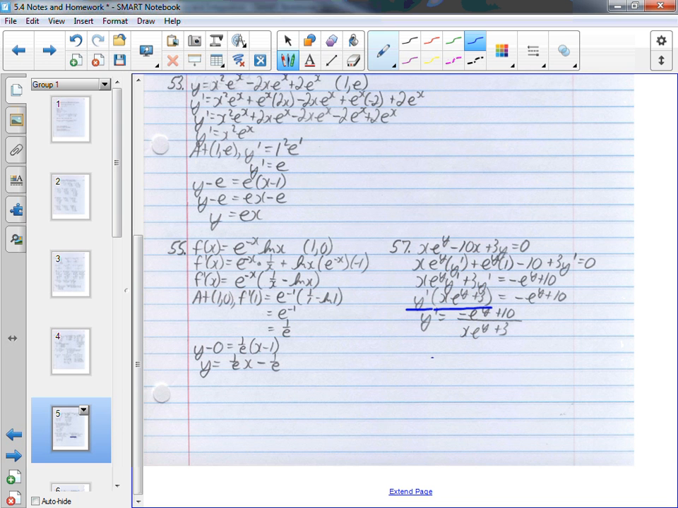Then to get y prime by itself, divide by what it's multiplied times. So divide both sides by x e to the y plus 3, and we've got it. Does that take care of 57? All right, what else? Which one? 7.